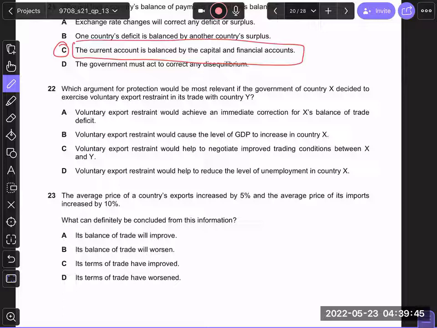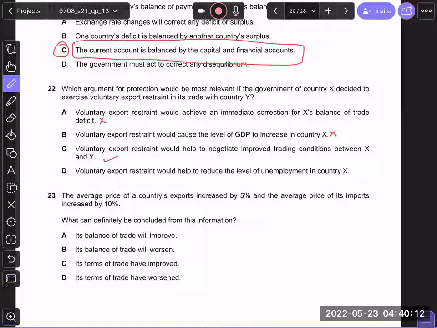Why would X have a balance of trade deficit if they are reducing their exports? It should be a balance of payment surplus. Voluntary export restraint would cause the level of GDP to increase in country X. Why would GDP in country X increase? It will decrease if exports fall. Voluntary export restraints would help to negotiate improved trading conditions between X and Y. This could be it.